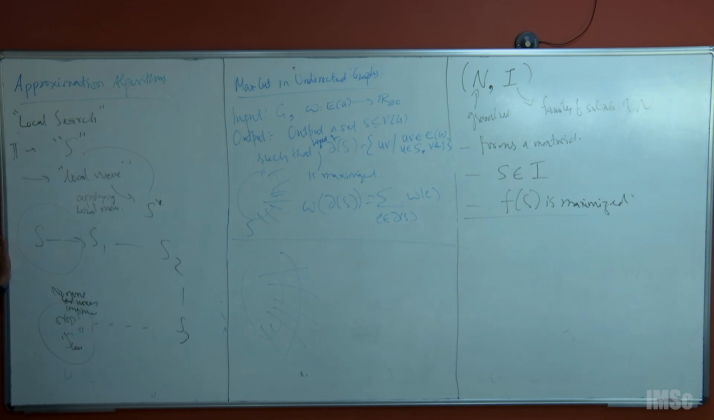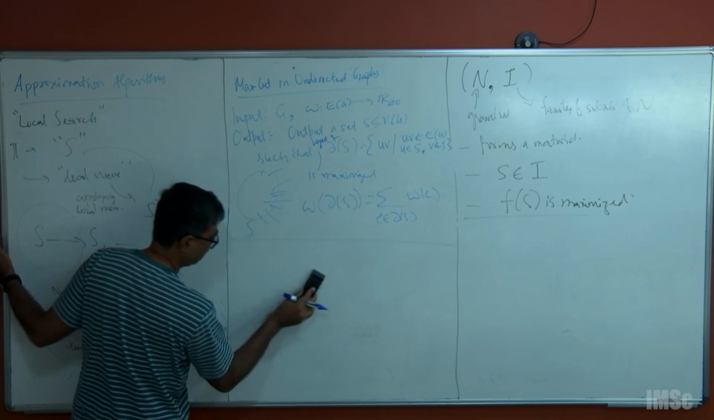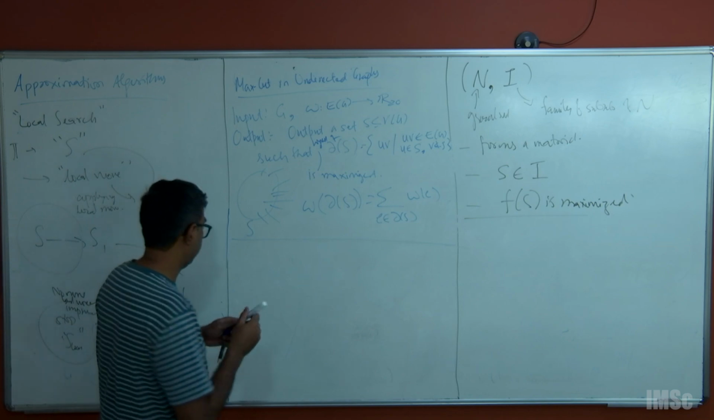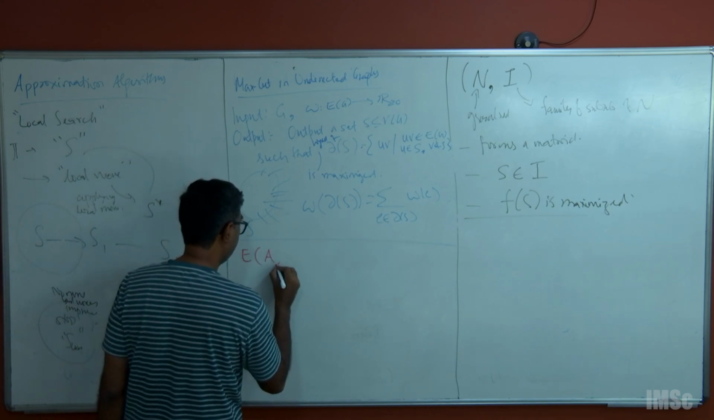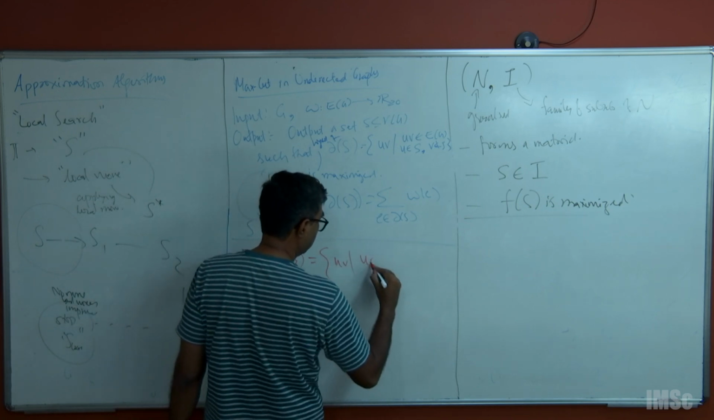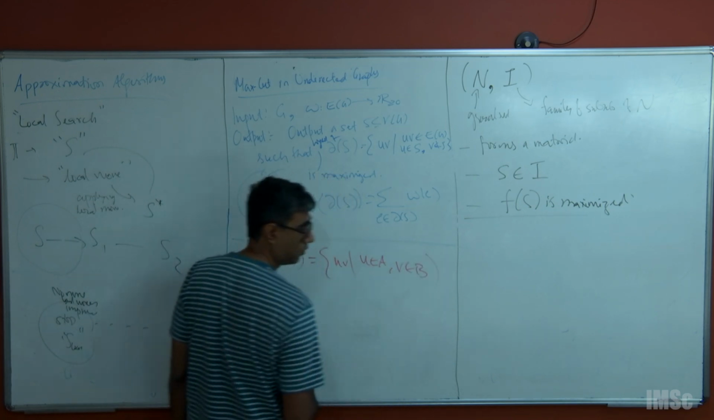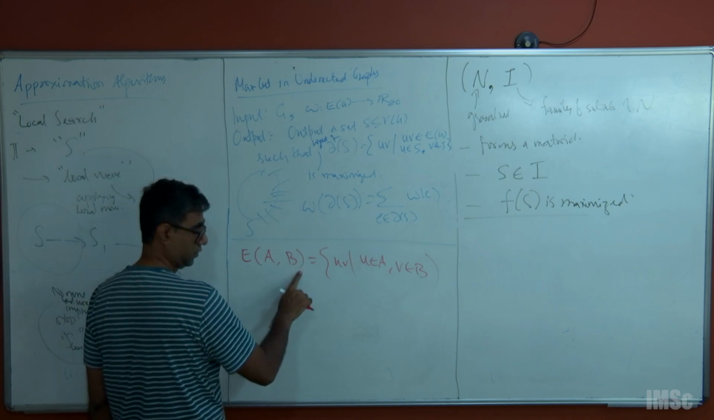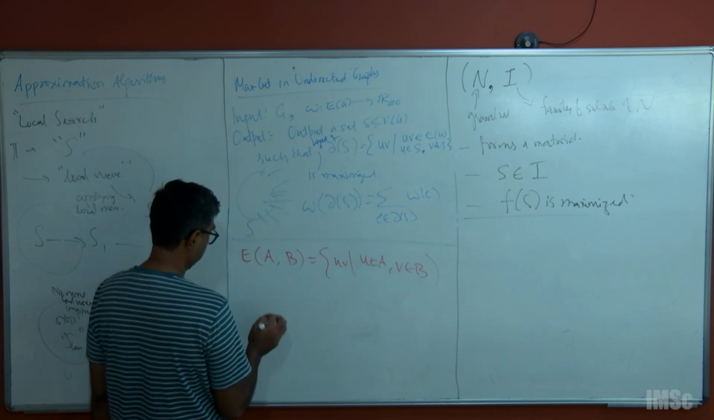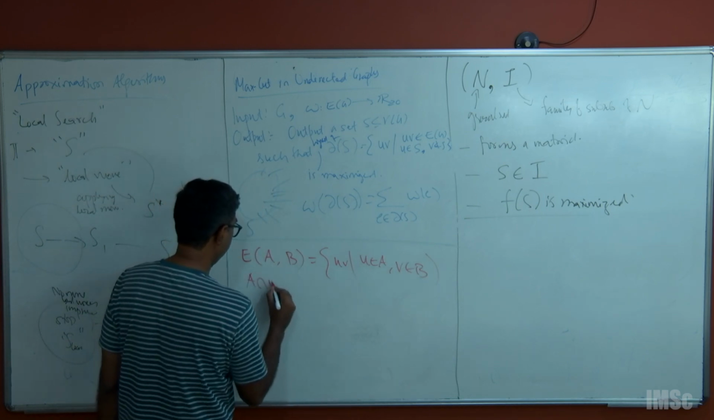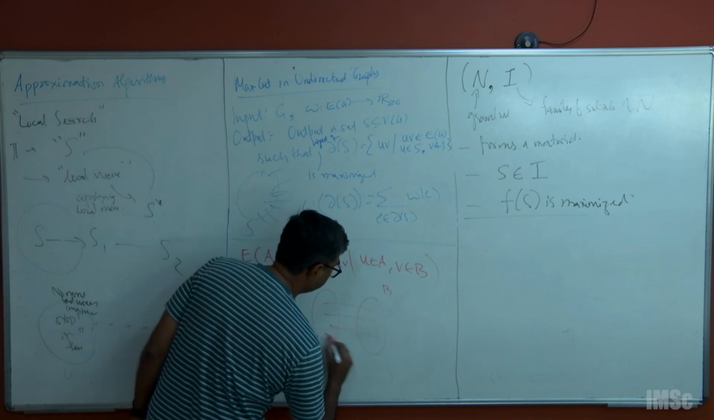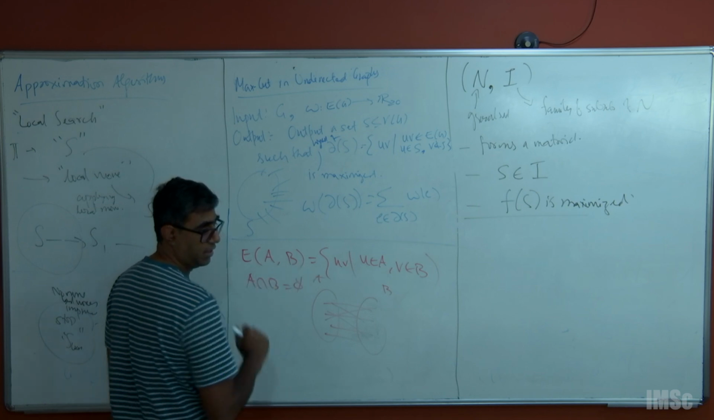Let me define some notation that will be useful for us. Whenever I write E(A, B), I will mean the edges UV with U in A, V in B. Is it fine? And of course, let's say A intersection B is empty. So basically I am giving you some sets A and B, and these are the edges I will consider. This is what E(A, B) will mean.